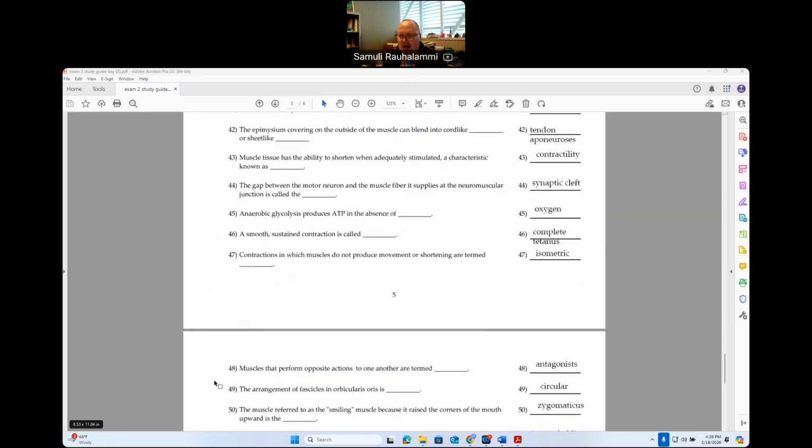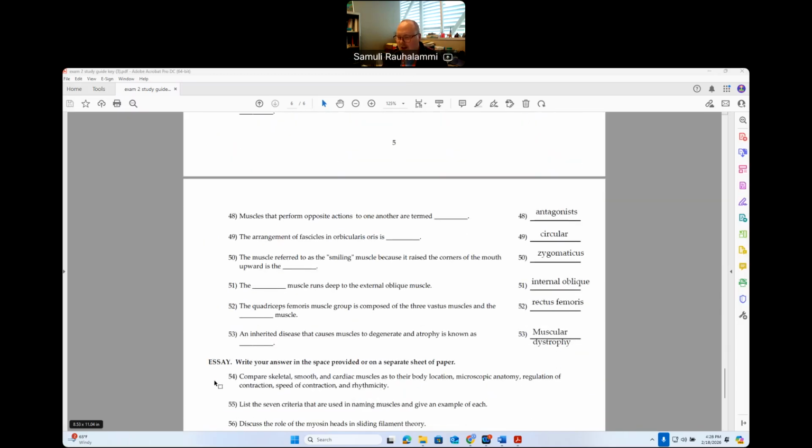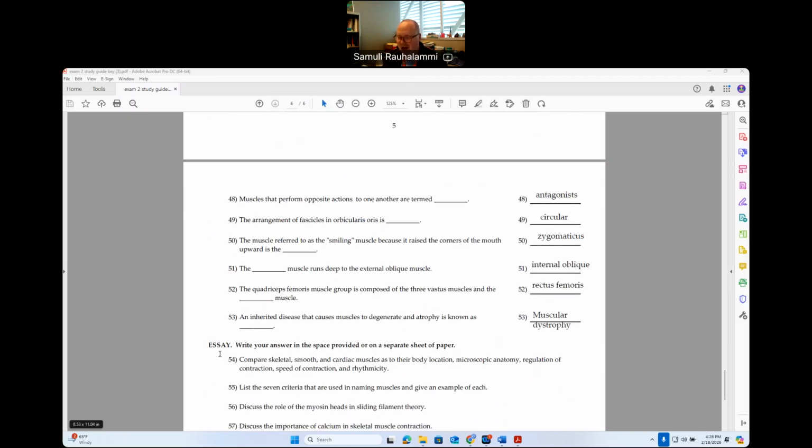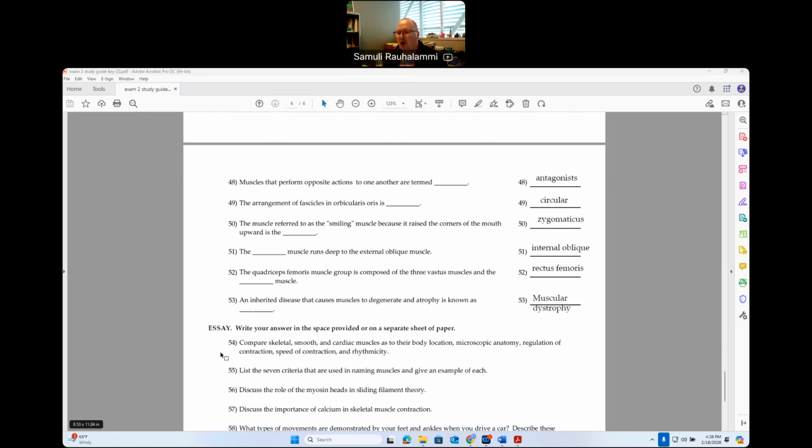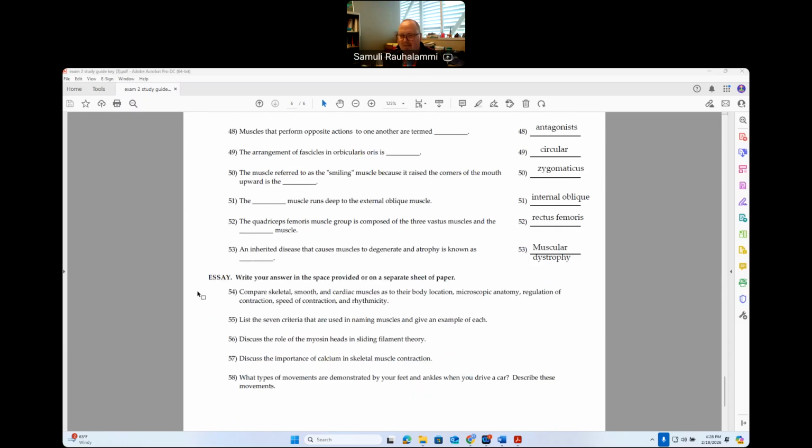Then at the next page, opposing muscles were antagonists. Remember in stories, the antagonist was the bad guy who kicked off the story. Orbicularis oris and orbicularis oculi were great examples of circular muscle fascicle arrangement. And finally, muscular dystrophy was a good example of a disease that caused muscles to atrophy and was an inherited one.